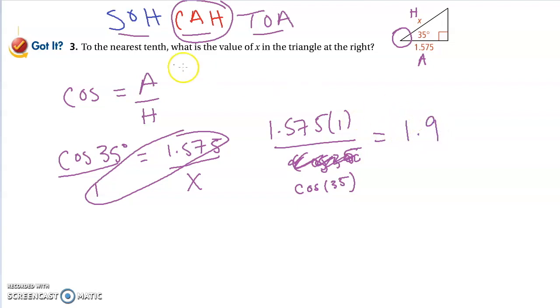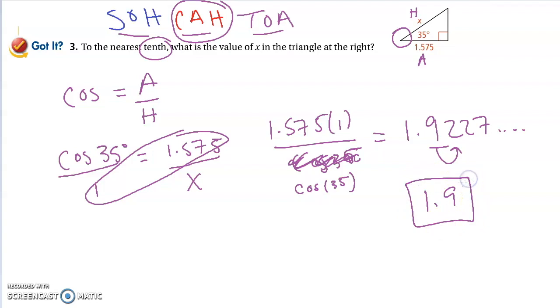I should get my answer to be 1.9, because they ask us to round. It was like 1.9227 and so on. They want us to round to the nearest tenth, so this is going to be about 1.9. The length of the hypotenuse should be about 1.9, which should make sense, right? Because it should be the longest side and at least has to be longer than 1.575.